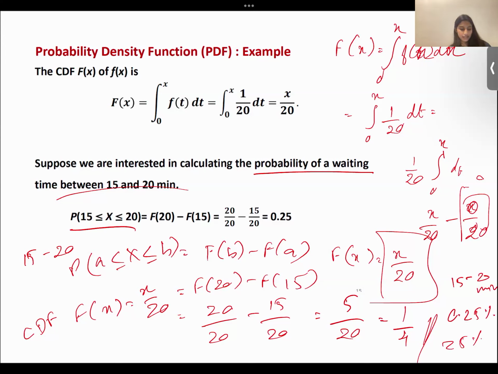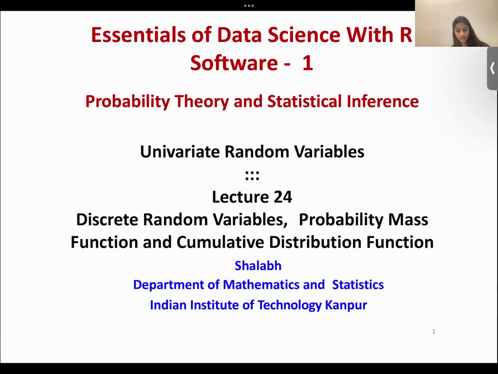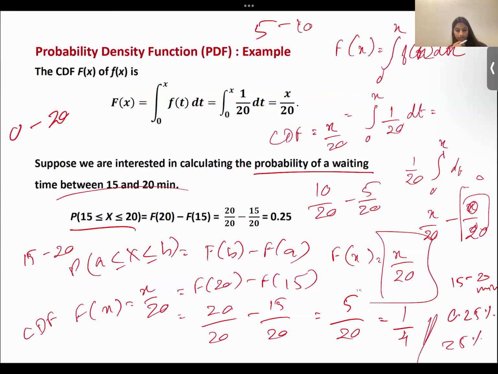So just with this CDF, x/20, you could calculate the probability of any waiting time between 0 and 20. If you want to know the probability that your waiting time is 5 to 10, you could apply the same thing. It would just be 10/20 minus 5/20. So yeah, it just simplifies your whole thing. So this was in the case of continuous random variables.